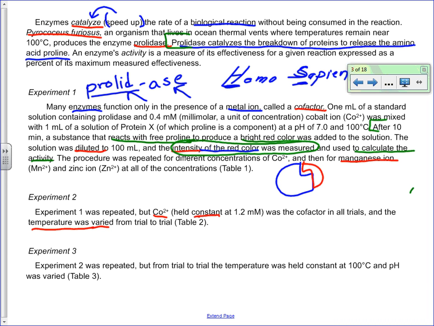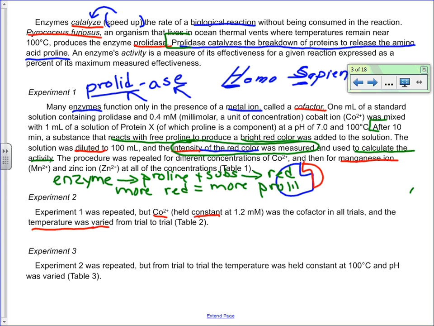All right, so if we look at this experiment, we're going to write a little flow chart. It's like we have the enzyme, which is releasing proline. The proline is getting added to a substance that makes it turn red. And so more red is more proline, which is more activity.